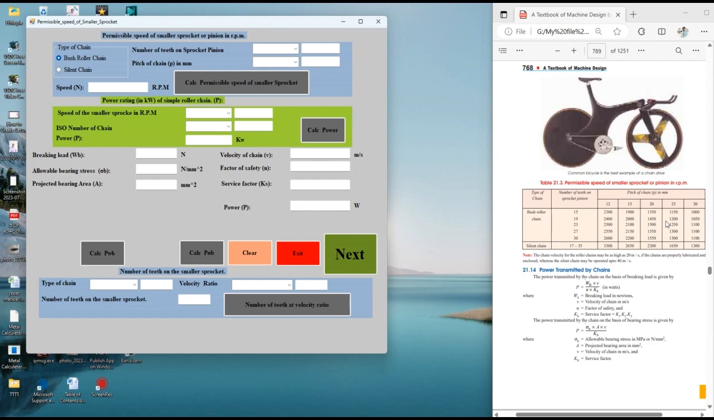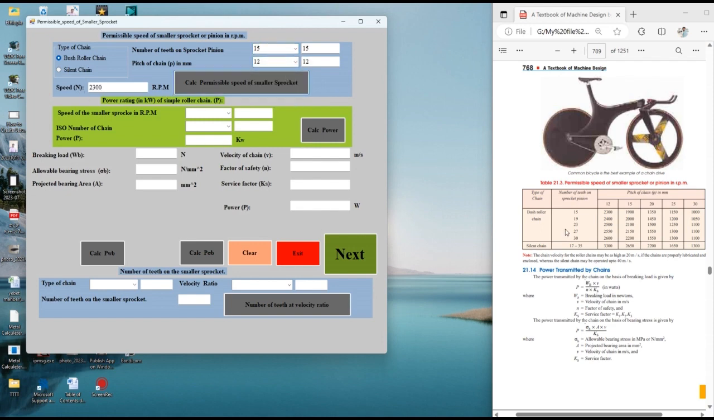These parameters are the type of chain, which may be bush roller chain or silent chain, the number of teeth on a sprocket pinion, and also the pitch of the chain. Let us see in the calculator the types of chain. It may be a silent chain or bush roller chain. Also the number of teeth, we can select from it. Let's see 15, and pitch of chain, let's see 12.